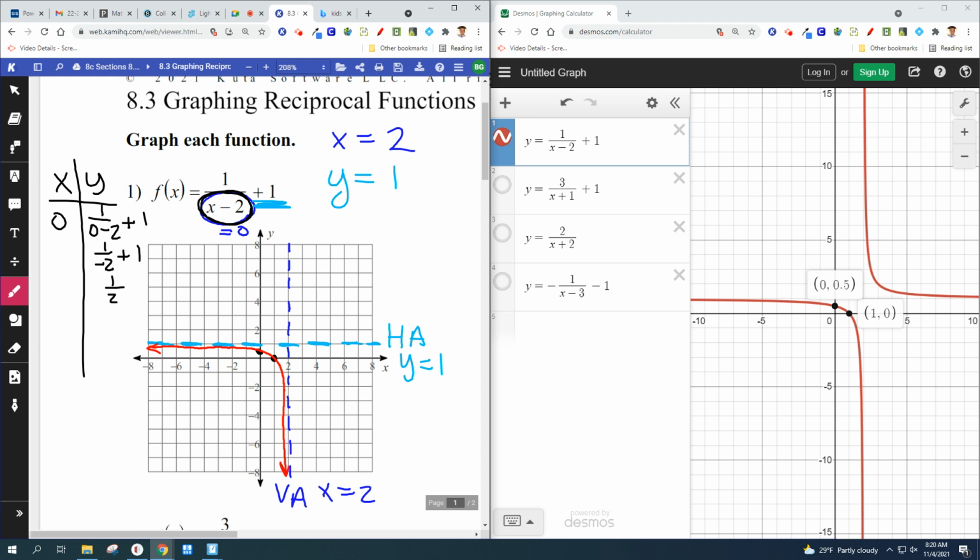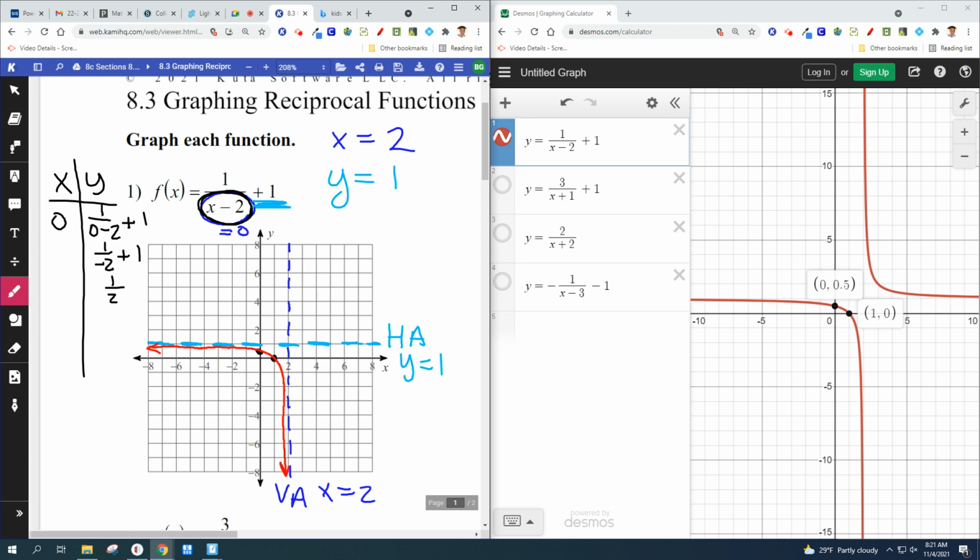Those dotted lines, those asymptotes, form the boundary of my graph. All right, so that's half of my graph, you can tell from Desmos. So there's a couple of different ways of finding the other side, the other boomerang. One thing you could do is plug in another number.